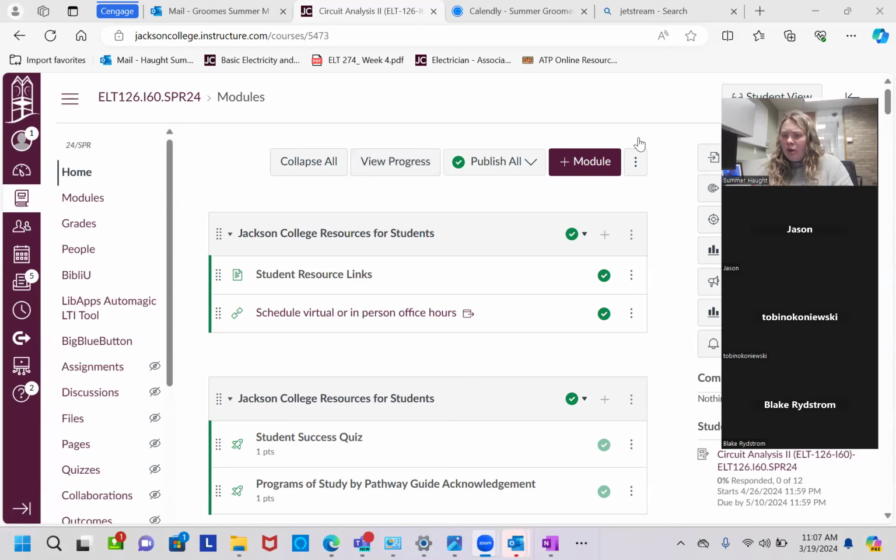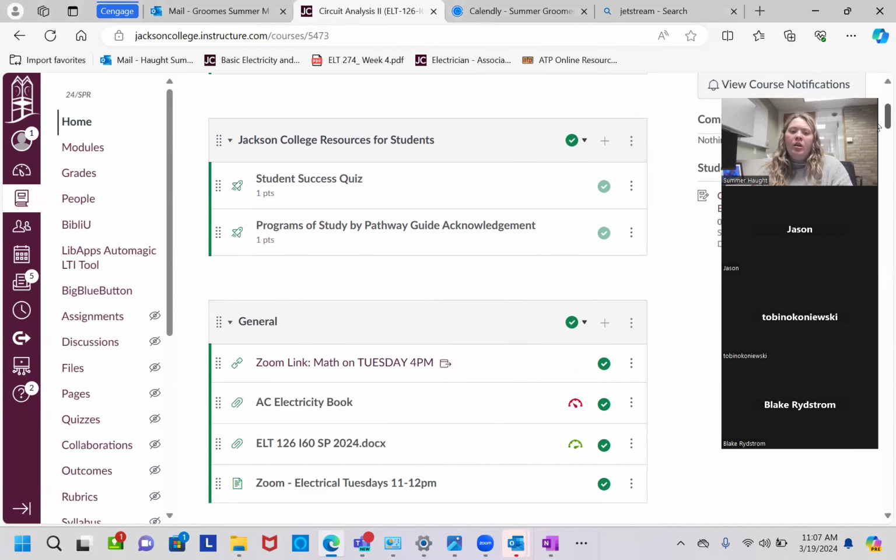Okay, so one thing is there's two sections of 126. So you'll see I-60 and I-61. You're in one of those two sections. They're used interchangeably, so it's fine. If you hear me say I-61 and you're in I-60, it's okay. Again, it works pretty similar to 120.